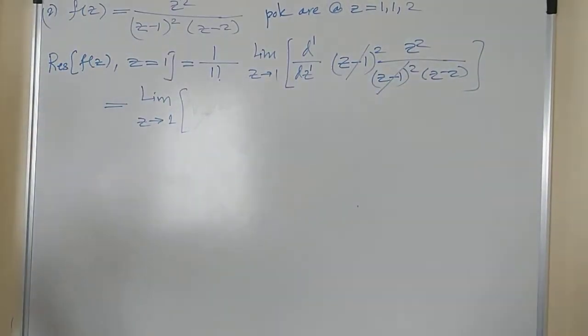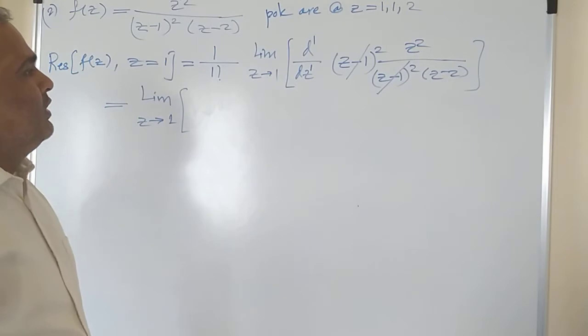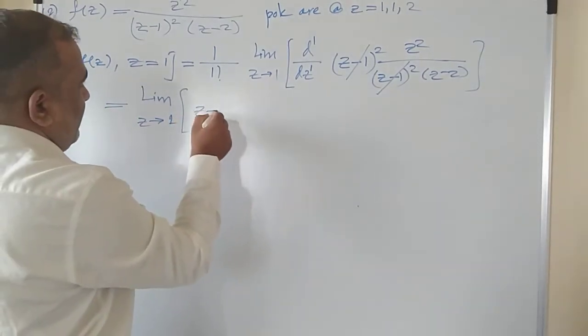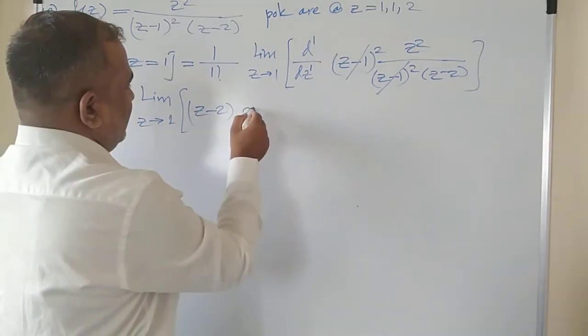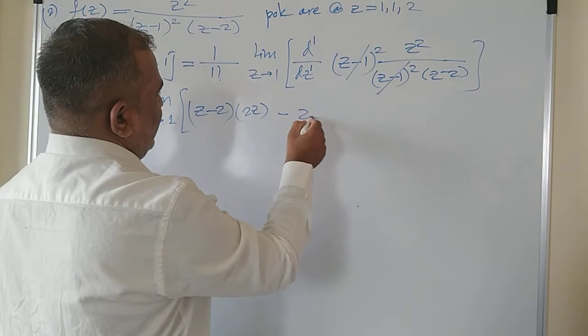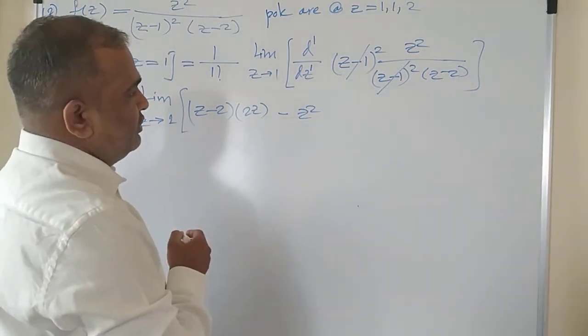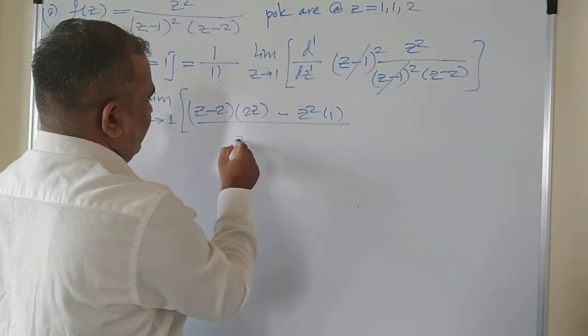Now how to calculate its derivative? Its derivative will be calculated by using the formula for differentiation of u by v, right? So how to calculate its differentiation? Denominator, z minus 2, into differentiation of the numerator, minus numerator into differentiation of the denominator, and that whole thing is multiplied by 1 upon denominator square, right?